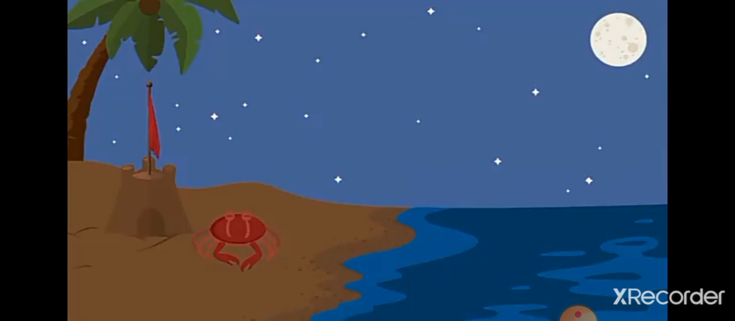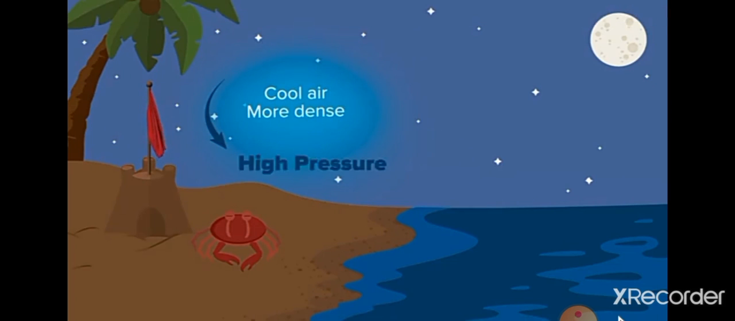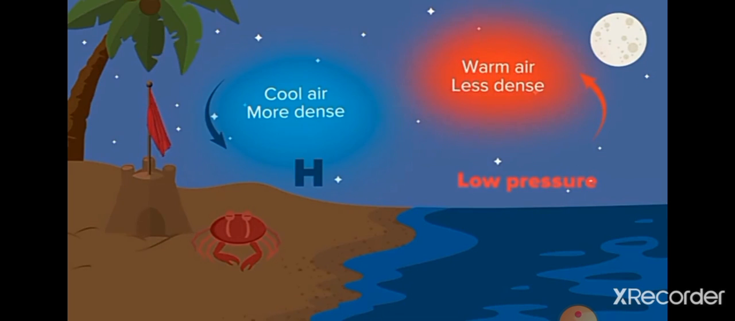At night, the convection current reverses. After the sun has set, the land cools more quickly than the water. Therefore, the air above the land also cools down. Cool air, being more dense, presses down over the land, creating an area of high pressure. Meanwhile, because water cools down slowly, the air over the ocean is still warm. Warm air, being less dense, expands and rises, leaving an area of low pressure over the water.